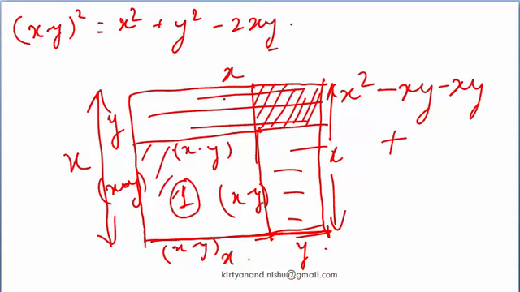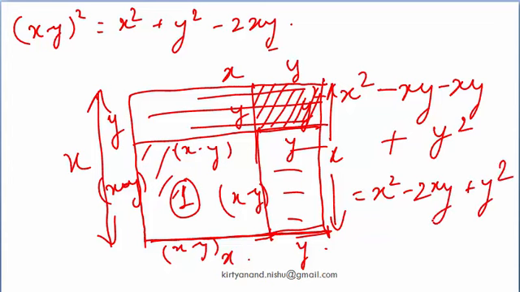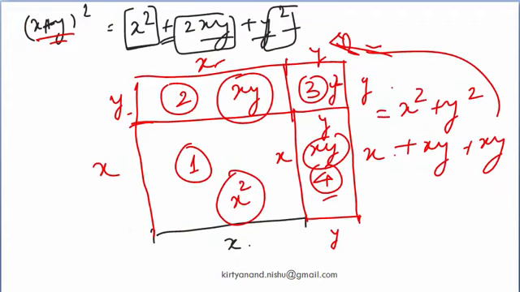Now while doing this, for this particular area, which was common to both these rectangles, we have subtracted it twice. And what is this? This is y, this is y, this is y, this is y, so this is y square. So we have subtracted y square twice, and we need to add back one y square. And what do we get? We get x square minus 2xy plus y square. So this is again the simple interpretation of these algebraic formulae, the first being this, the second being this.